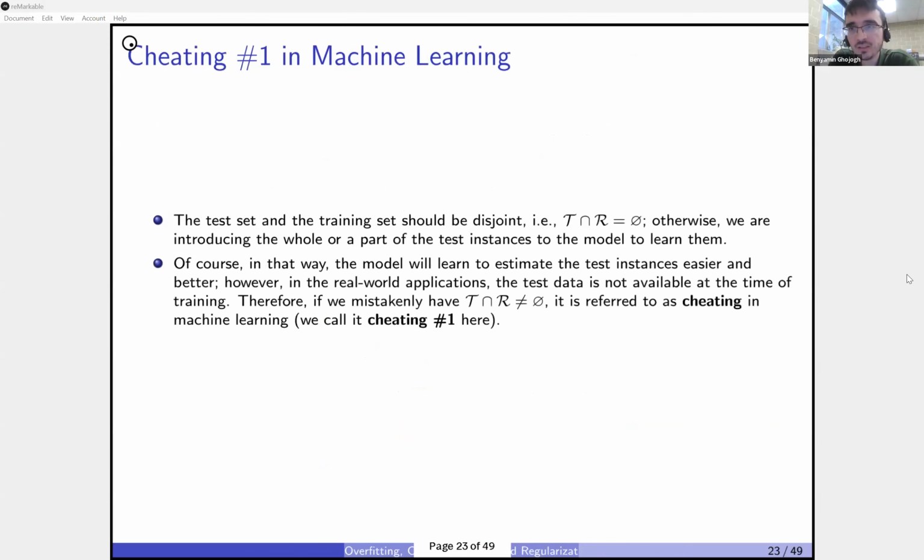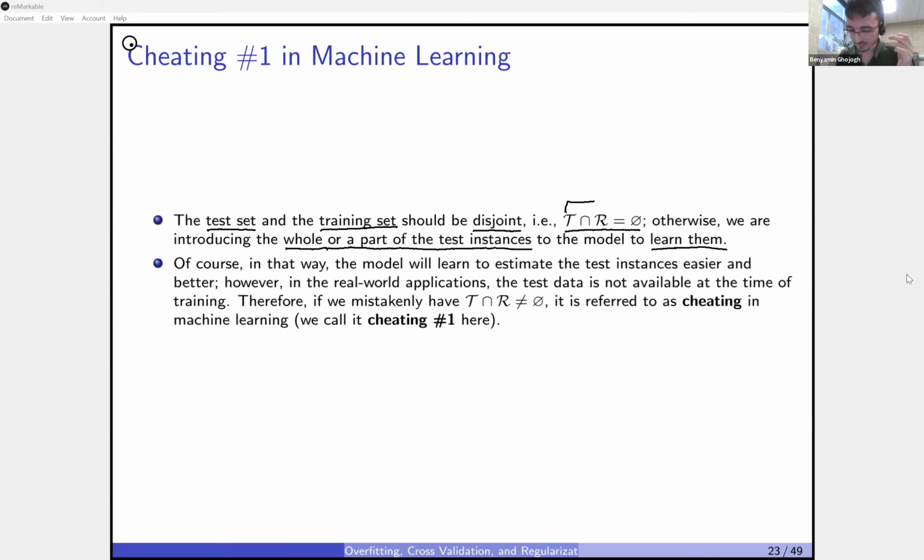Okay. There are some cheatings in machine learning. I'm going to talk about that. That's important. The test set and the training set should be disjoint. It means that they shouldn't have any overlap. Their intersection should be empty. Why? Otherwise, we are introducing the whole or a part of the test instances to the model to learn them.